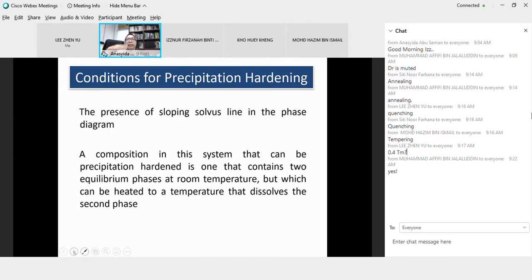So you have to heat at the solution, make it a solution treatment. So heat at one single phase. Then after that, it is followed by the process of quenching. So after that, you heat it back, forming the precipitation, which we call the aging process.